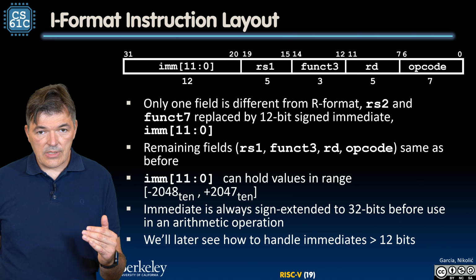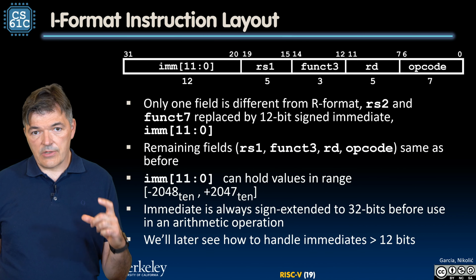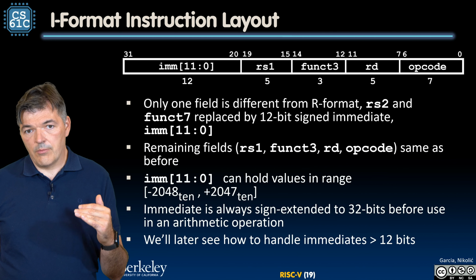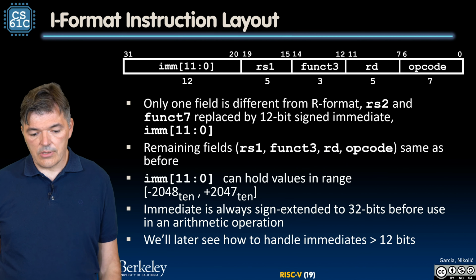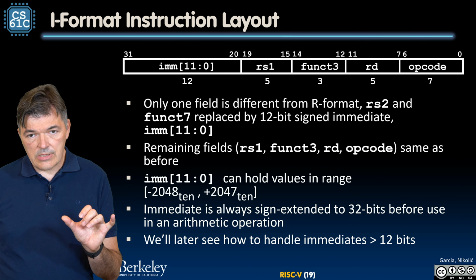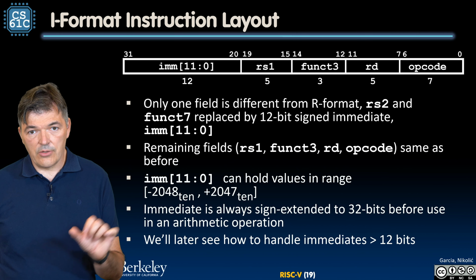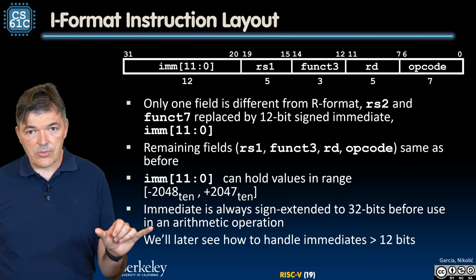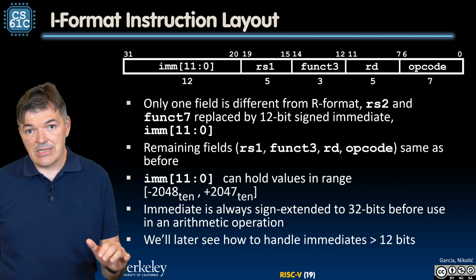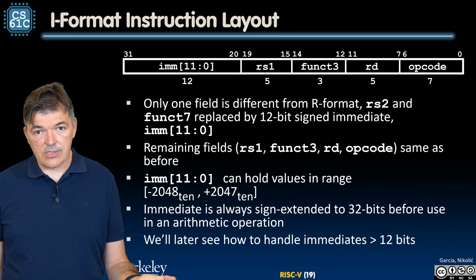The range of this immediate, since it's 12 bits, covers 4096 values, going from -2048 to +2047. Keep in mind that since we are always using that immediate together with a value from a register RS1, which has 32 bits, we have to sign extend that value to 32 bits.